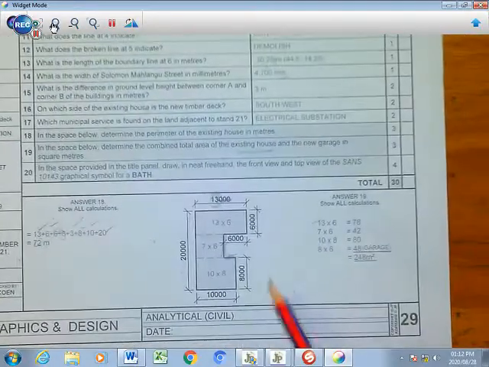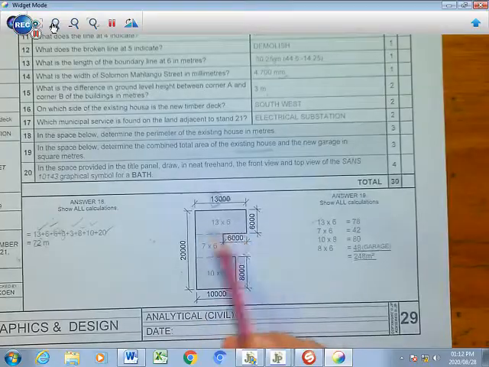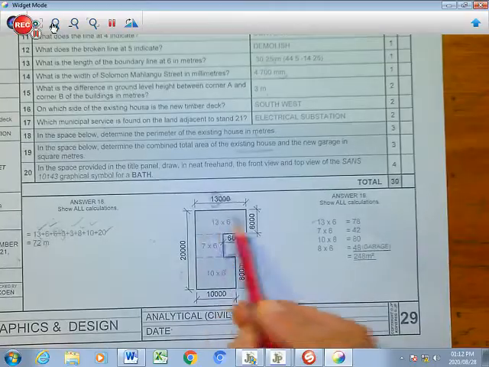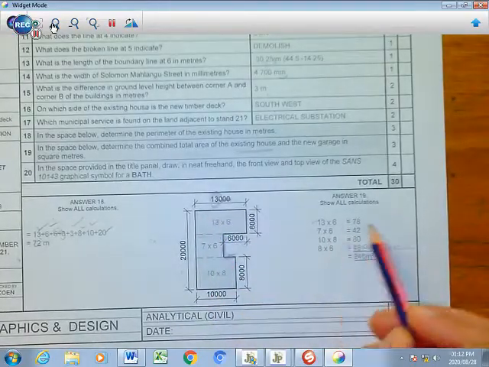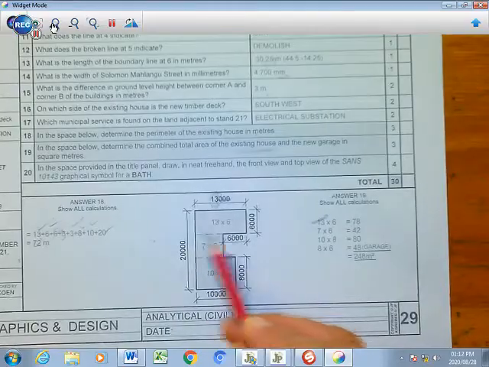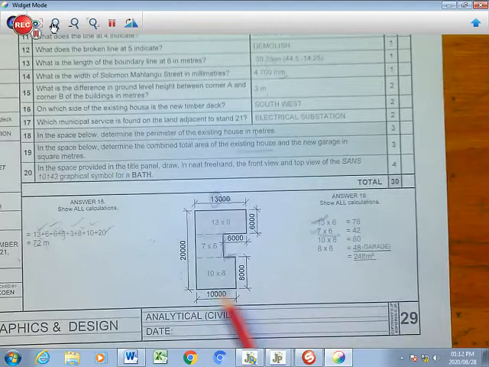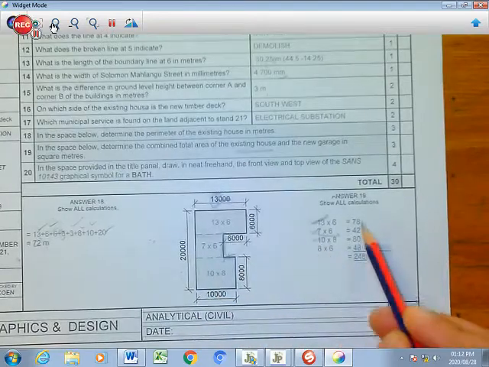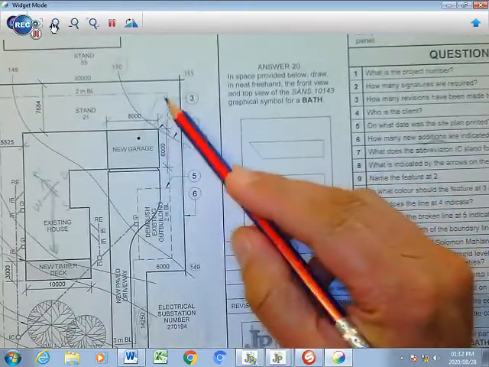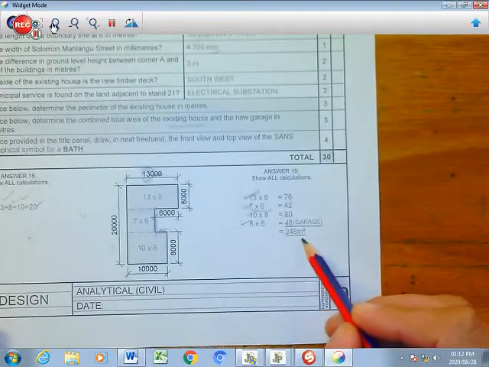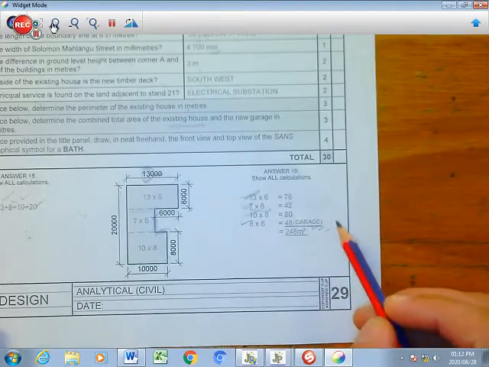So what you need to do is that you break it up into little rectangles, like I have it here, and then you work it out. So this first one is 13 by 6, which you have there, and then you have 7 by 6, which you have there, and then you have 10, which is that there, by 8, which you have there, and that is the new house. And then you go to the garage, and you will find that 8 by 6 is the garage here, and you add it there, and you added everything up, and it's going to give you 248 meters square, and that's going to be 4 marks there.